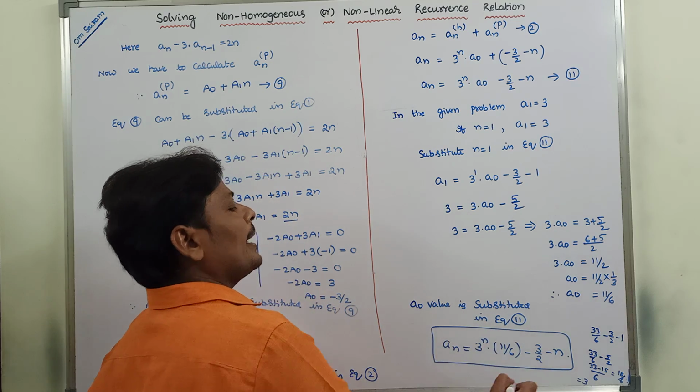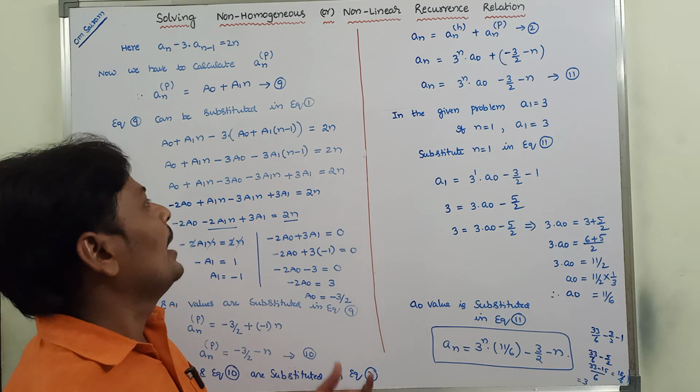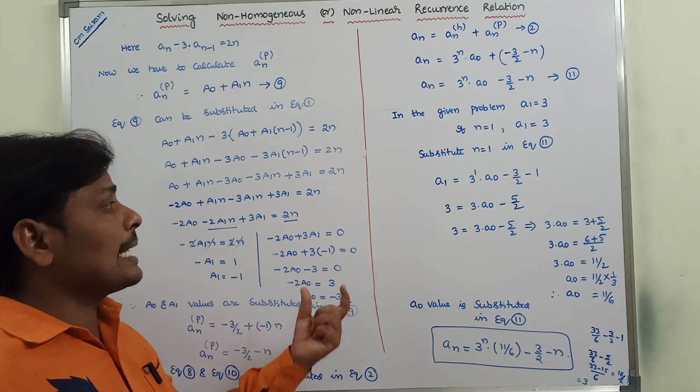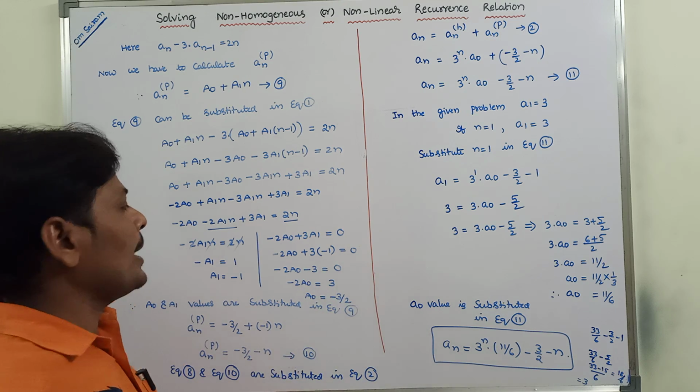So this is the final solution of the given recurrence relation. In this way we have to solve the given problem. It is a lengthy problem. Please observe carefully.